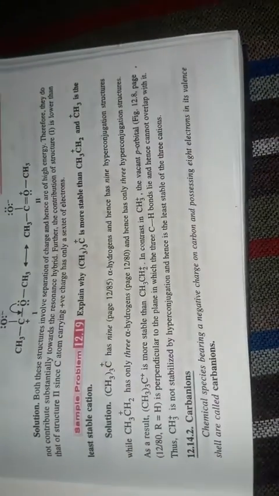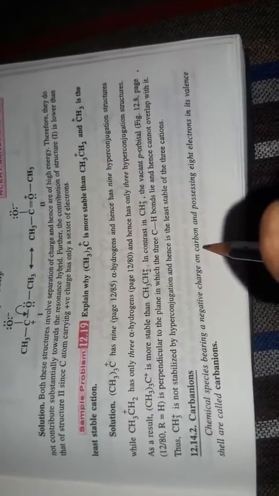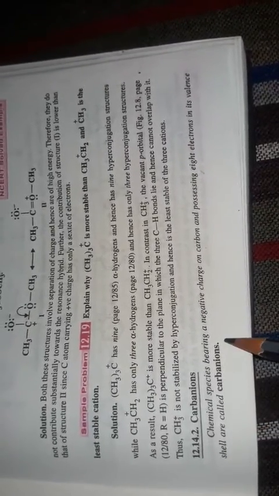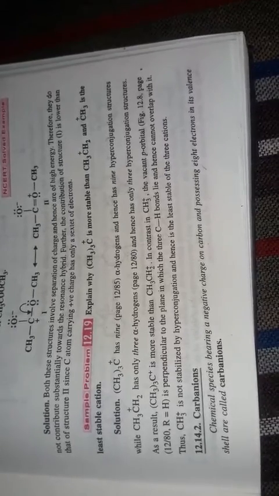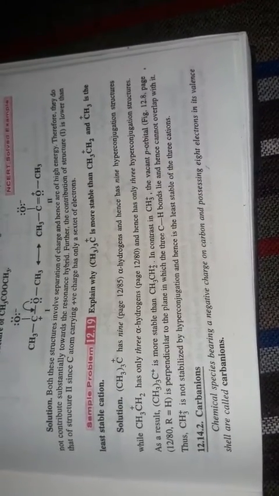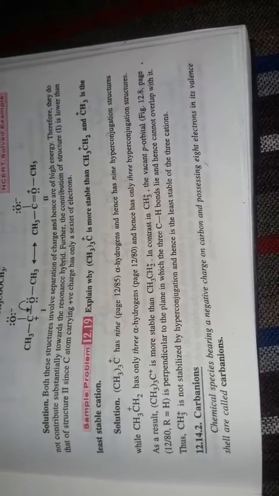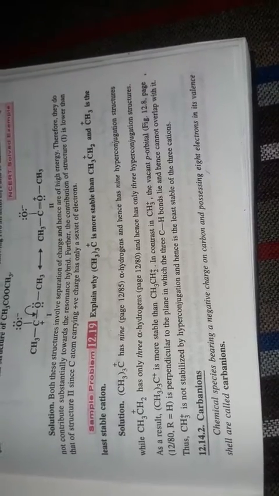Okay, next is your carbanions. Carbanions: the chemical species bearing a negative charge on carbon and possessing 8 electrons in its valence shell is called a carbanion. Simply say that carbon acquires the negative charge. So here, after the 6 electrons gain one electron pair, it is converted into 8 electrons, and that we call a carbanion. Similarly, the same concept is used in carbanions as in carbocations.